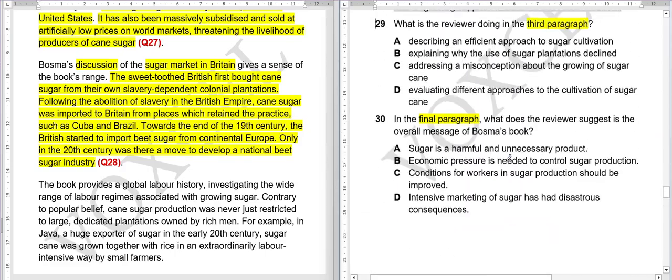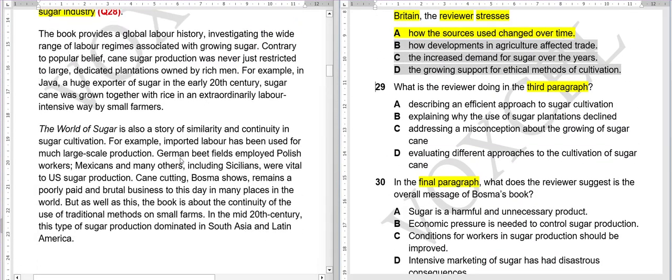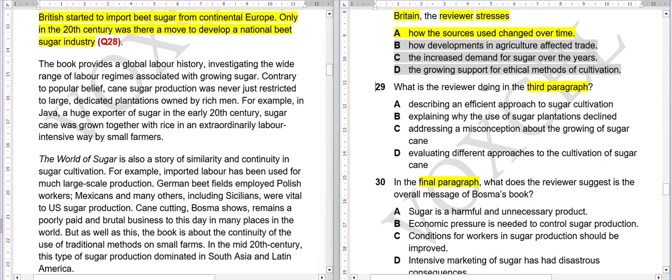So let's move on to the next question, 29th. What is the reviewer doing in the third paragraph? Now we have to tell what the reviewer is trying to tell us in the third paragraph. A: Describing an efficient approach to sugar cultivation. If the reviewer is trying to discuss an efficient approach, a better approach to sugar cultivation, A will be our answer. B: Explaining why the use of sugar plantations declined. So if he is telling the reasons about the decline of the sugar plantation, then B will be our answer.